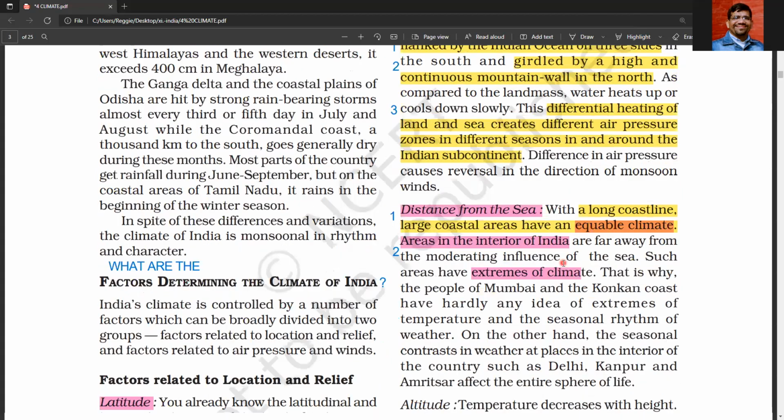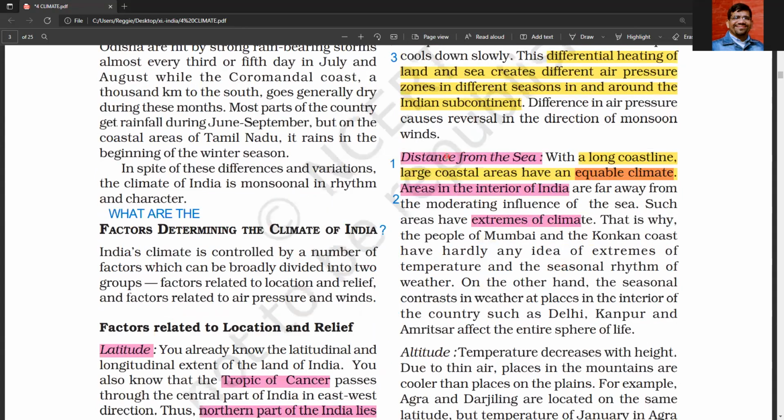Now we come to another concept, that is distance from the sea. India has an equable climate towards the coastal area. In coastal areas there is a moderating influence of the sea, so the climate becomes equable. The farther we go from the sea, the more extreme the climate starts to become, as you can see here.